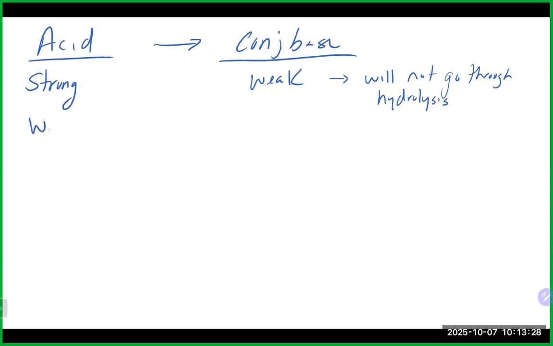Now, if you have a weak acid, its conjugate base is going to be relatively strong. Earlier we talked about the idea that it's not as strong as a strong base, but it's strong in the sense that it will go through hydrolysis.